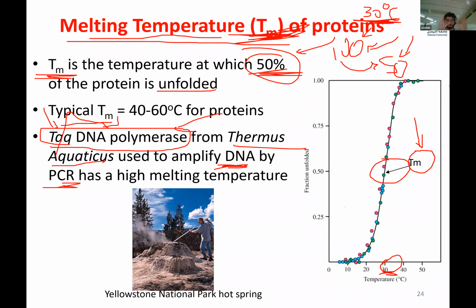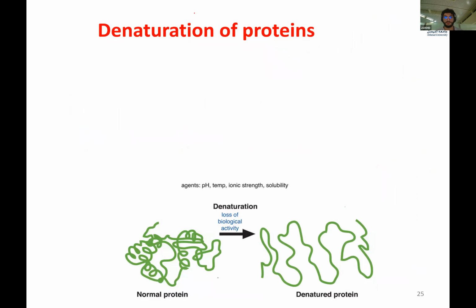So this specific protein, from this specific lake that they found, the Yellowstone National Hot Spring, is just very resistant to heat. Like, you need to heat it up very much until it starts unfolding, and that's about all there is. So I think that clears up the concept of melting temperature. I'll move on to the denaturation of proteins.